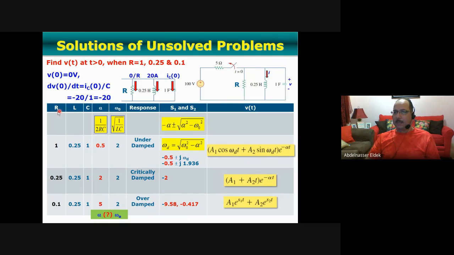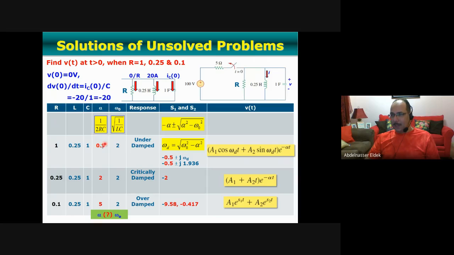And then you create this table. Again, this is R 1.25, .1, L is quarter, C is 1. And then you calculate alpha using this equation, 1 over 2RC, and omega 0 using this equation. Then compare alpha with omega.